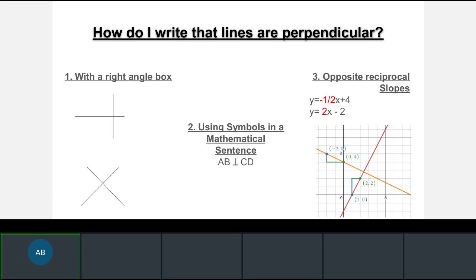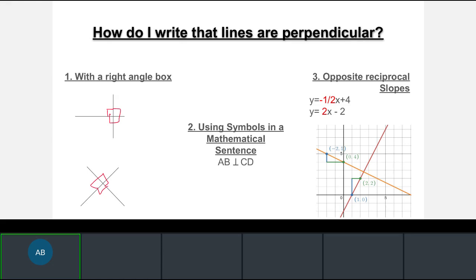So how do I write that the lines are perpendicular? With a right angle box. So it doesn't matter which angle you choose to put the right angle box in. I could put it in any one that I want, just as long as I put a right angle box. That means it's equal to 90 degrees. You could also put it around the whole thing. Okay, you can put a 90-degree box all the way around the whole thing just to know that that whole intersection, 90, 90, 90, 90. Okay, that equals 360 all the way around.